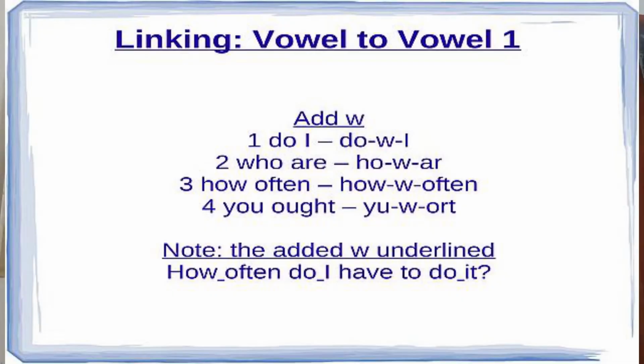I will change the end of the sound of the first word to a consonant and then link the word to the next that starts with a vowel. Number one, do I becomes do I. Number two, who are becomes who are. Number three, how often becomes how often. And number four, you ought becomes you ought.